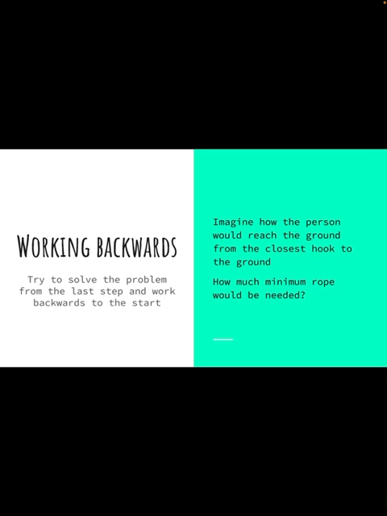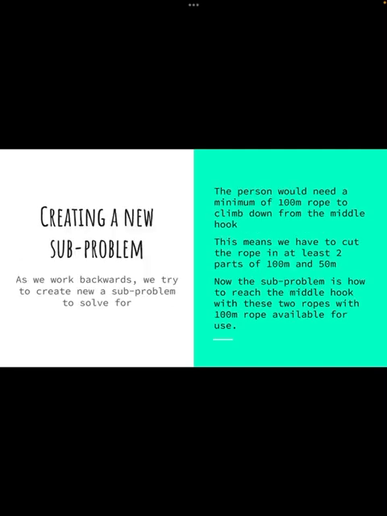So if we try to solve for this, we can see that we just need 100 meter length of rope from the second hook. There is an additional 50 we might not use here at this moment of time. So this gives me some kind of a hint that I can divide my rope into two parts, maybe a 100 meter and a 50 meter. I can use the 100 meter rope to tie it to the middle hook and climb down to the ground. So if I have this information with me, how can I solve the rest of the problem? Now the next step would be to create a new sub problem, right?